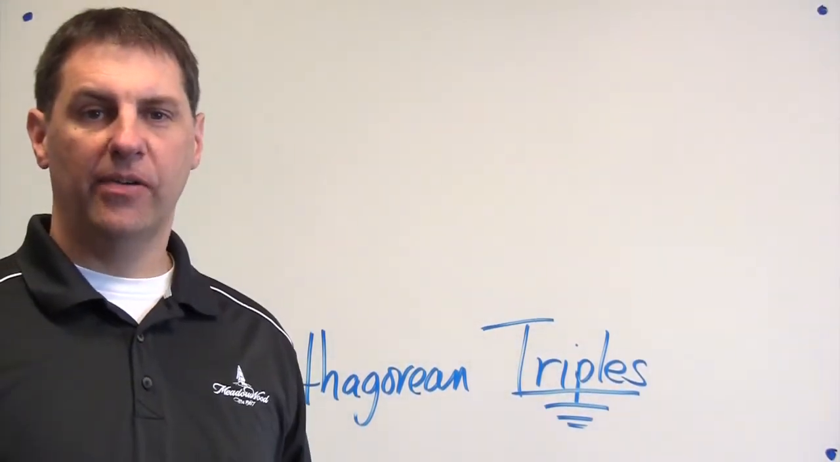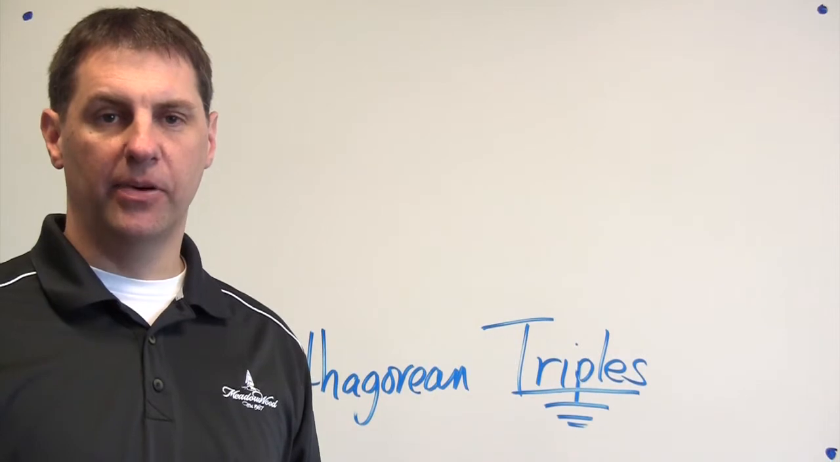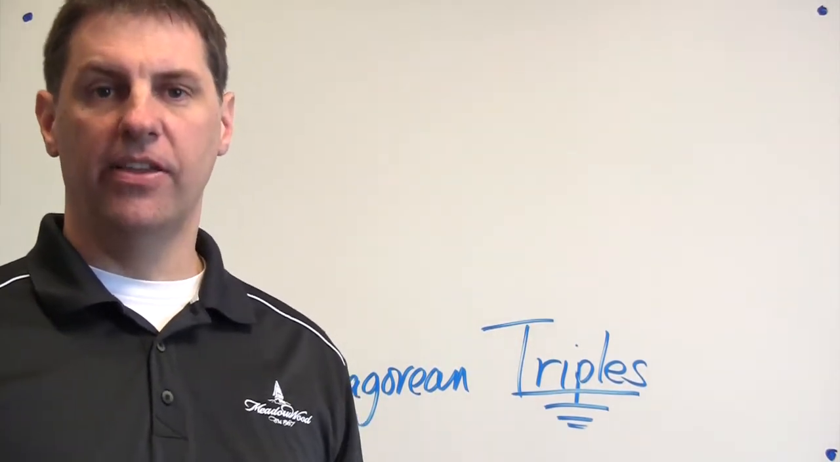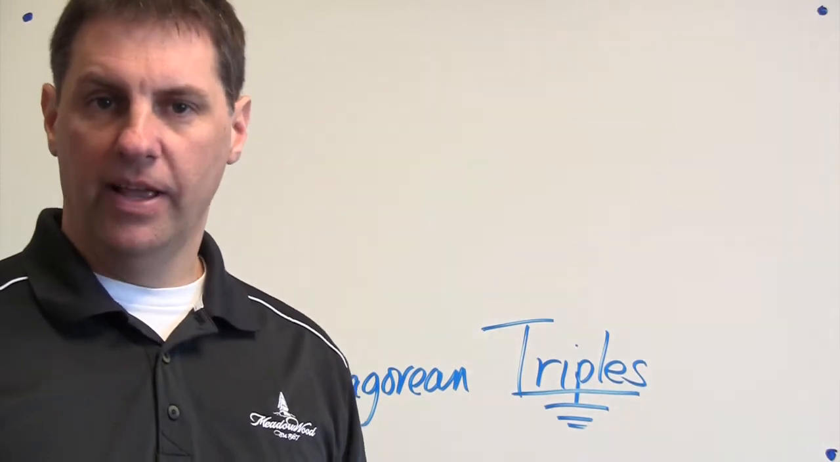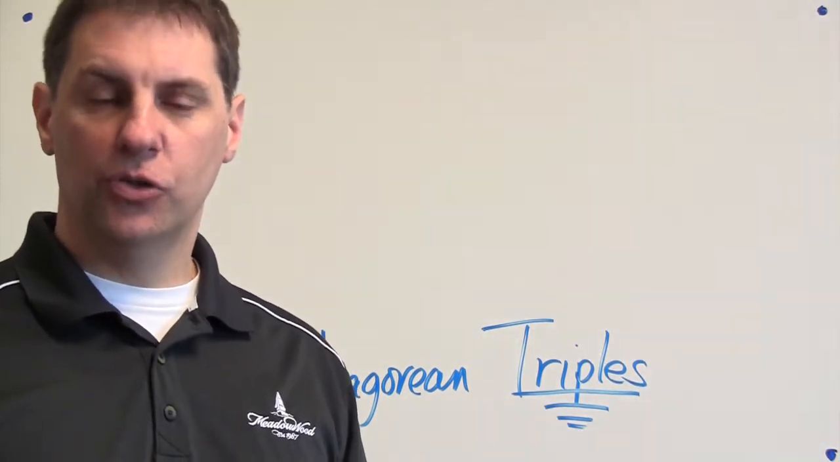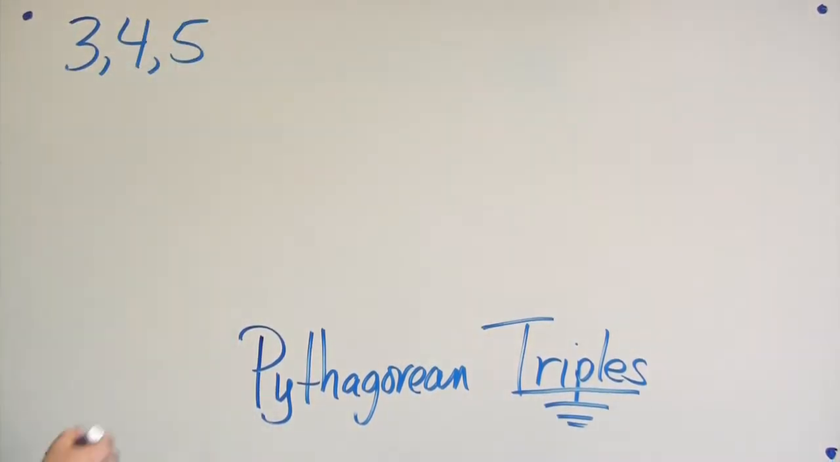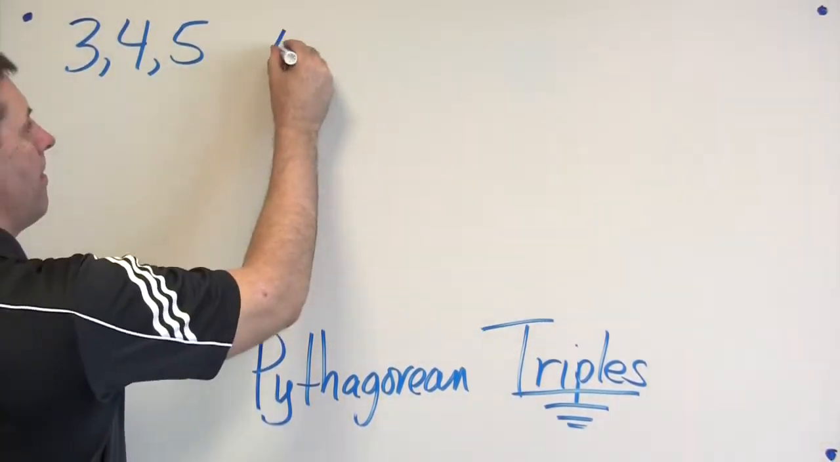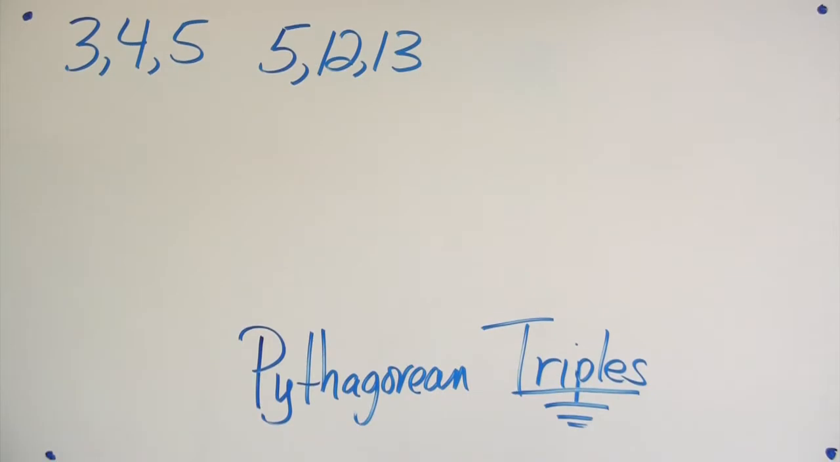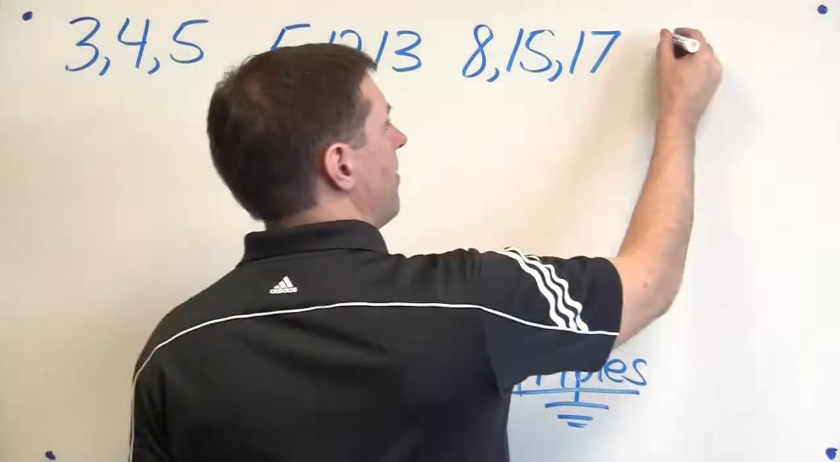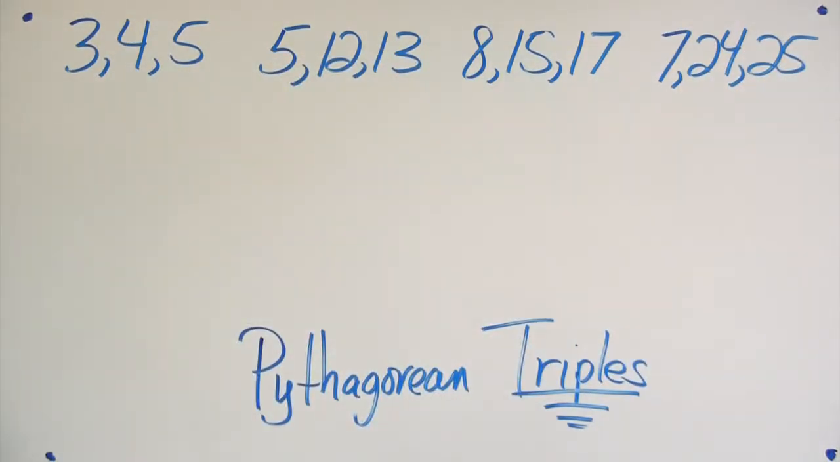Okay, so the Pythagorean triple are three numbers that work in a right triangle so that every time you apply the Pythagorean theorem, it's a whole number. And there's some very common triples that you need to know. So they are 3, 4, 5, 5, 12, 13, 8, 15, 17, 7, 24, 25.